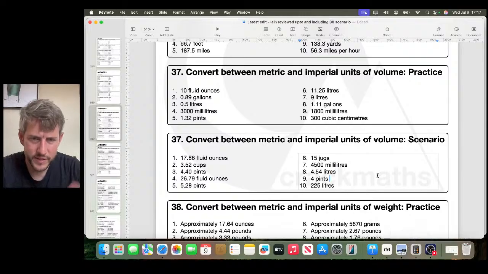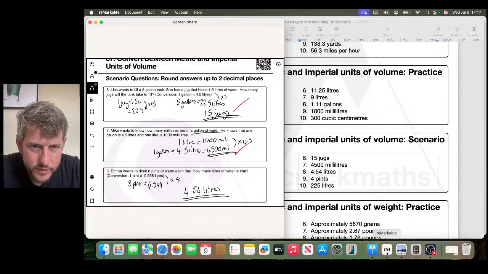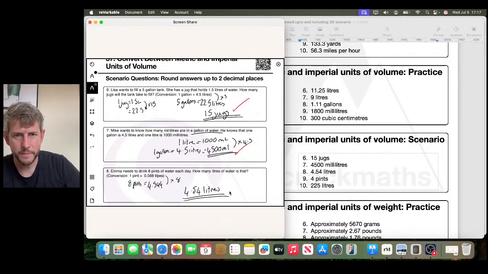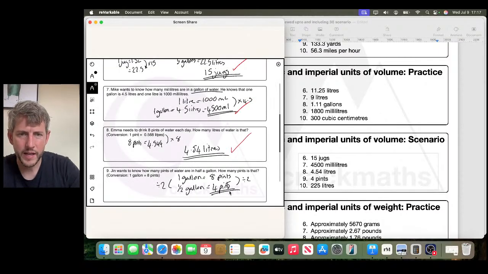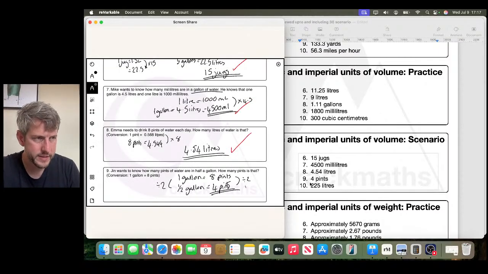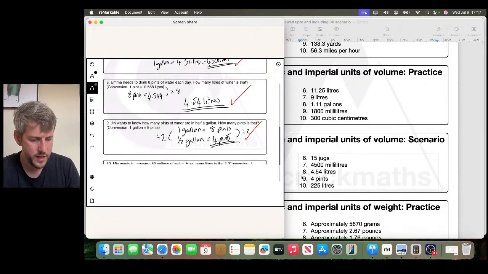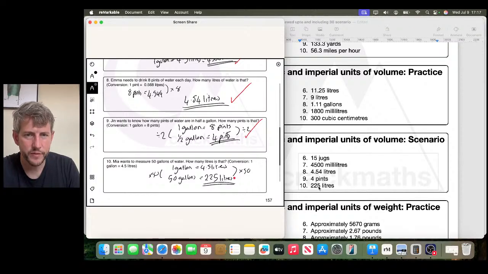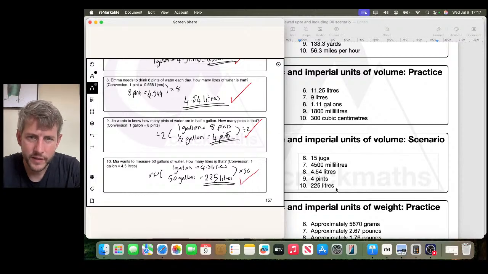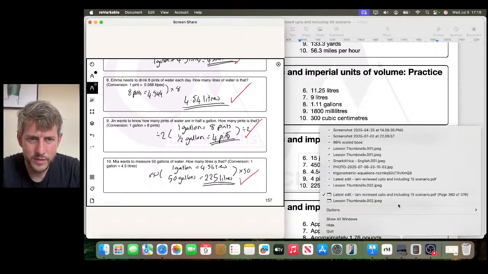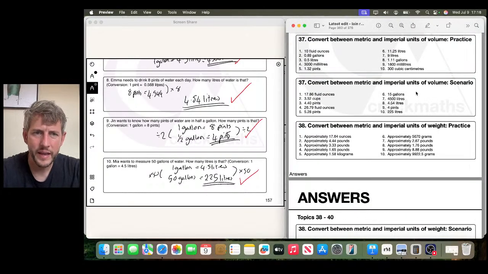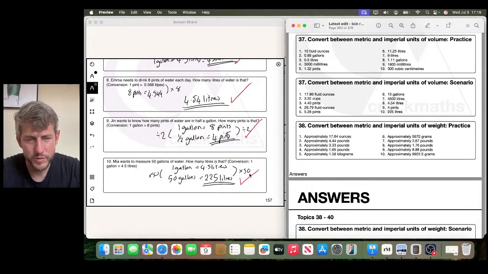I might as well stick with this here. Oh, no, let's go back here. So here we go. So 4.54 litres. Yep, that's correct. And 4 pints is right. And then we've got 225 litres. Okay, that is all very well and good. Right, let's just compare that again, check that that was the things that were going on here as well. Yep, this is what we've got.